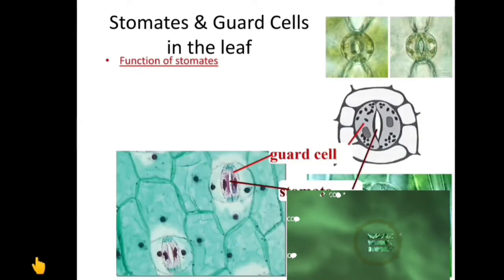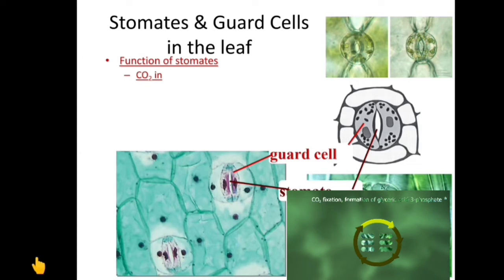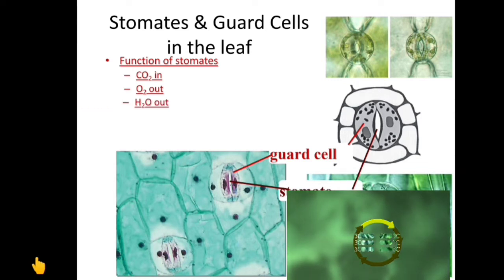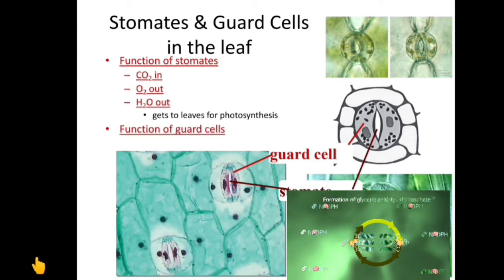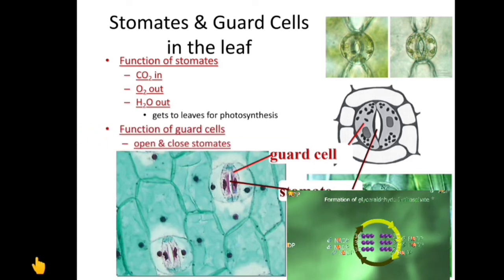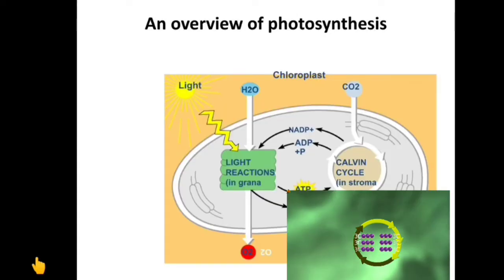Now, stomata and guard cells in the leaf. Here you can see guard cells and stomata. So what are the functions of stomata? They take in carbon dioxide and take out oxygen. They also take out water to use for photosynthesis. The function of guard cells is to open and close stomata. Here you can see light reaction in grana and Calvin cycle in stroma.